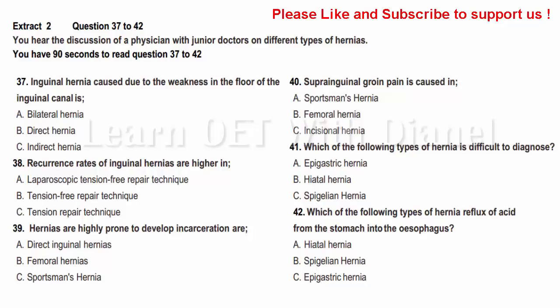That is the end of Part C. You now have 2 minutes to check your answers.